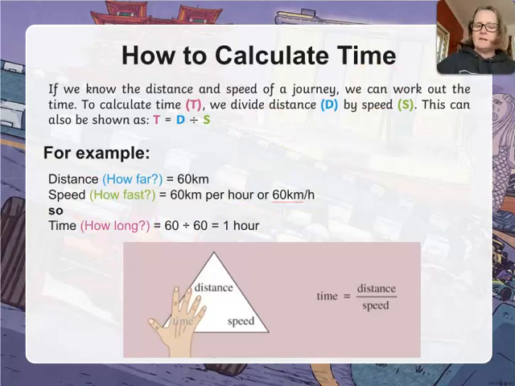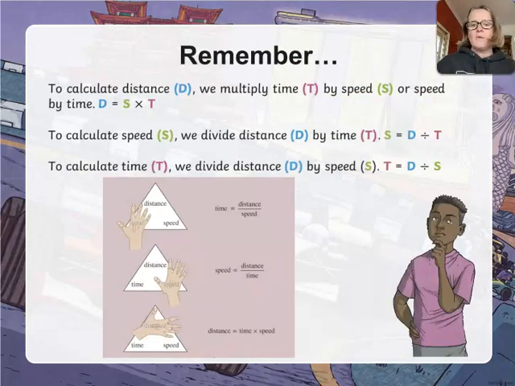So in summary, remember that we can use the triangle that we've got written out here to calculate either the time or the speed or the distance. And you just need to pop your hand over the thing you're trying to work out, and it will leave you with 2 words, and it will show the relationship whether you divide them or multiply them to work out the element that you're trying to calculate.